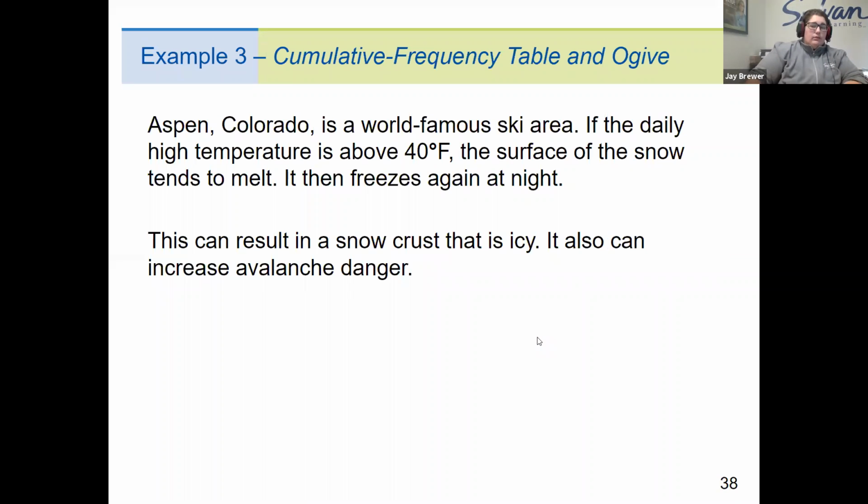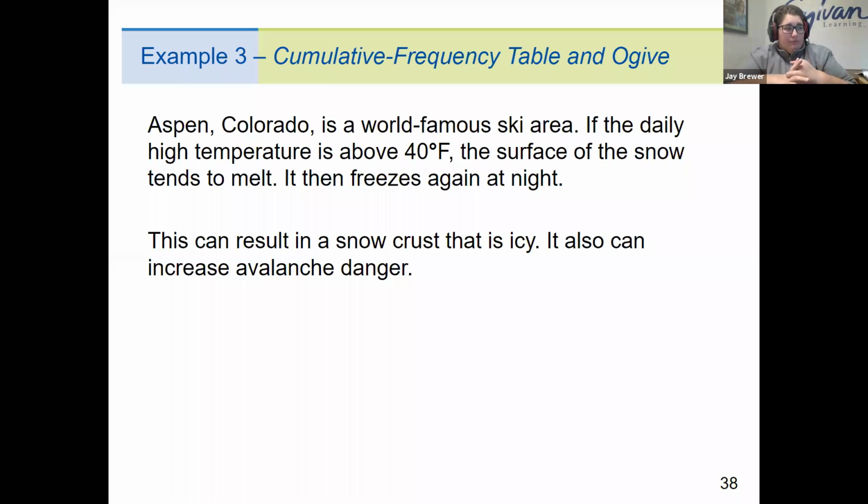All right, let's take a quick look at this example. Aspen, Colorado is a wonderful world. Wow. It's so famous. I can't say that it's known all over the world. It's just wonderful, apparently. I've never been there. Okay. If the daily high temperature is 40 degrees Fahrenheit, the surface of the snow tends to melt. It then freezes again at night. This can result in a snow crust that is icy. It also can increase avalanche danger.